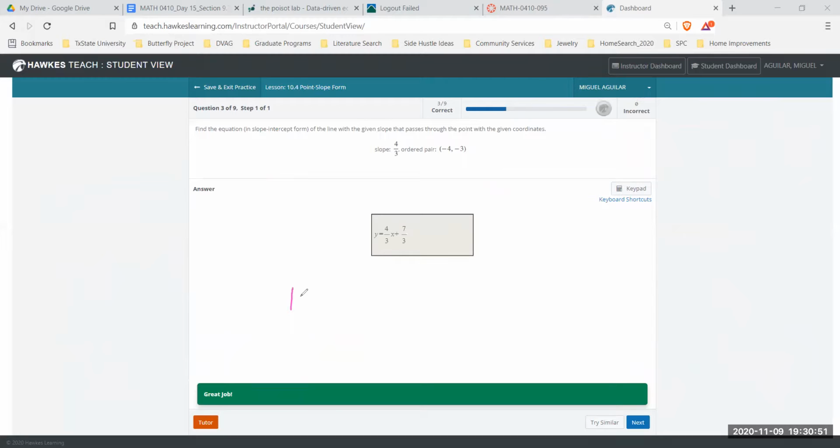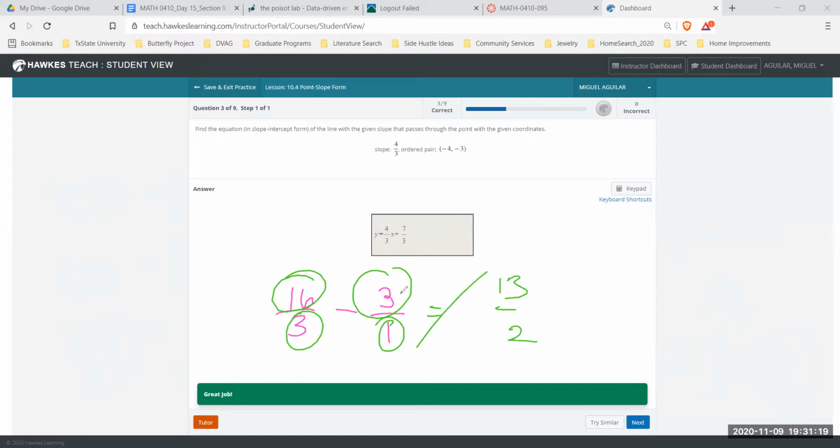Yeah. We had 16 over 3 and we were subtracting 3, which is the same thing as 3 over 1. Right? But you can't just subtract these. If any of you in the class are still under the impression that to subtract fractions you just subtract 16 minus 3 and get 13, and then 3 minus 1 and get 2, that's not how you add or subtract fractions.